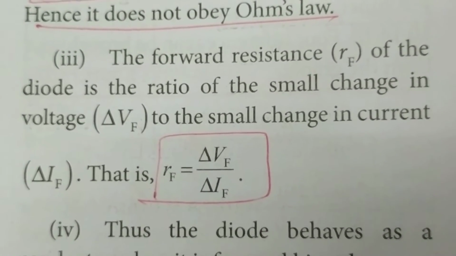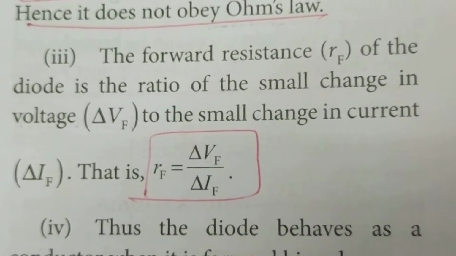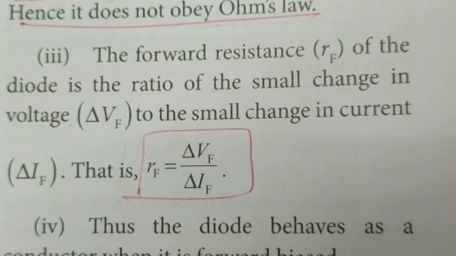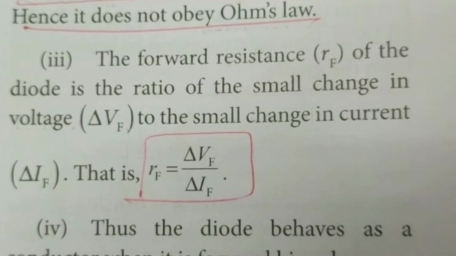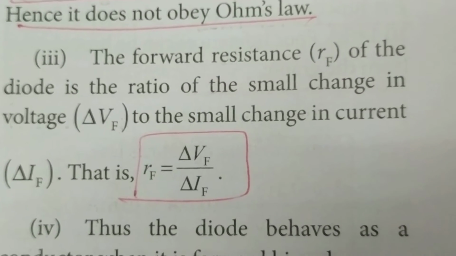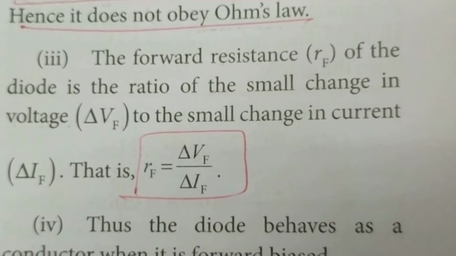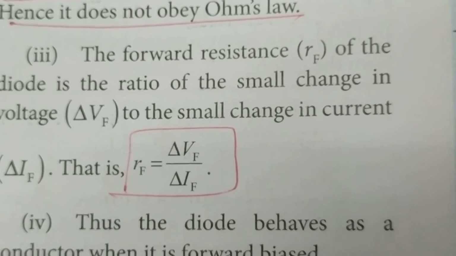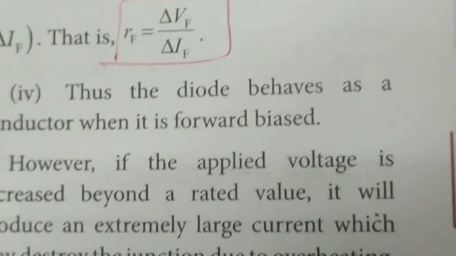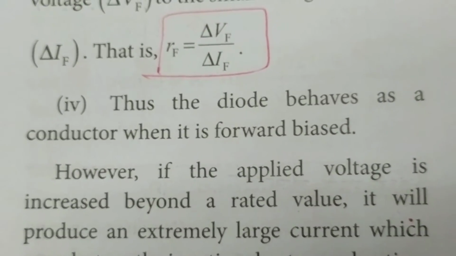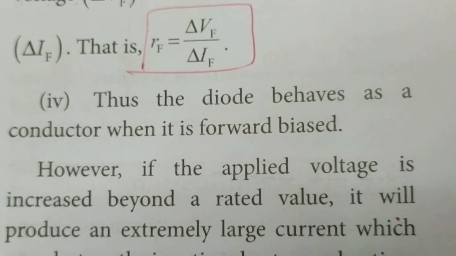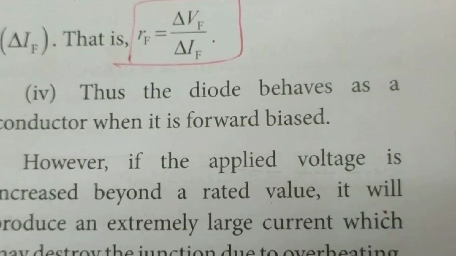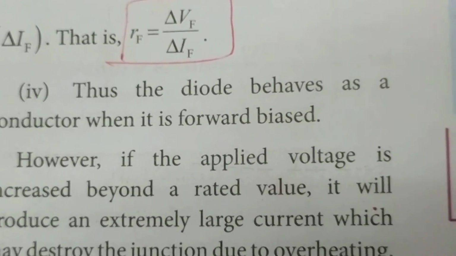Now you can define what is forward resistance. It is the ratio of a small change in voltage to a small change in current. So RF is equal to delta VF by delta IF, where delta VF means the change in forward voltage and delta IF means the change in current. According to Ohm's law, you know R is equal to V by I, and based on this the equation is formed. Here the diode behaves as a conductor when it is forward biased. It will begin to conduct the current.